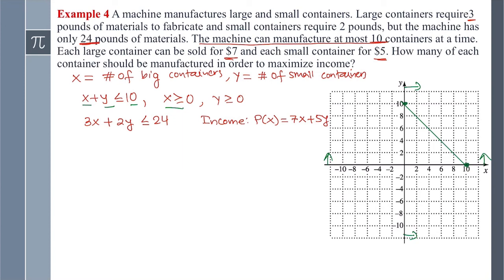Now the other equation that we have here is 3x plus 2y equals 24. So the x-intercept is 8, because when we make y 0, we get x equals 8. And then the y-intercept is when we make x equals 0, we get y equals 12. So it should be up here. And then let's draw a straight line connecting these 2 points.